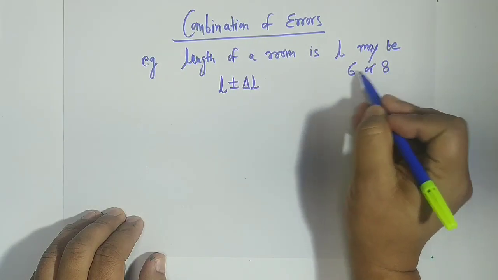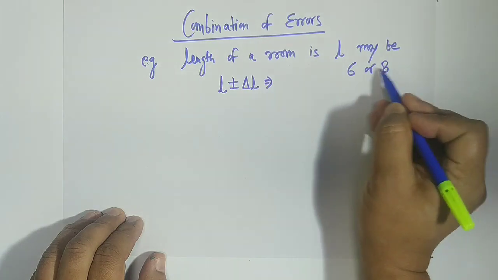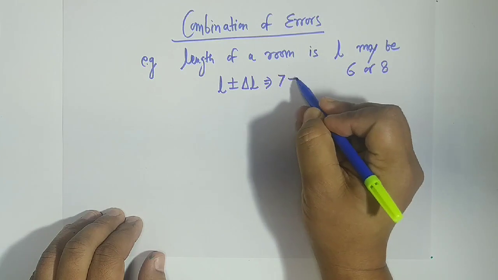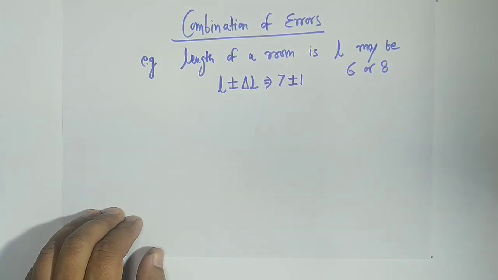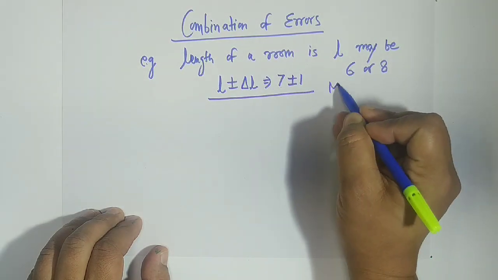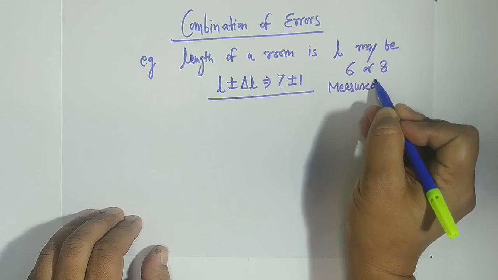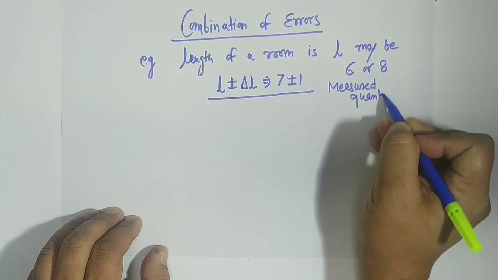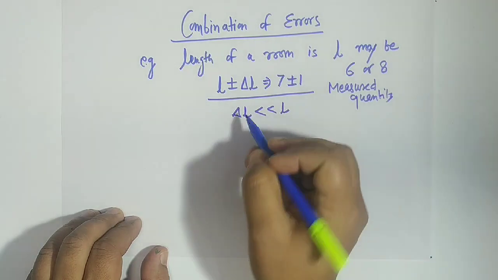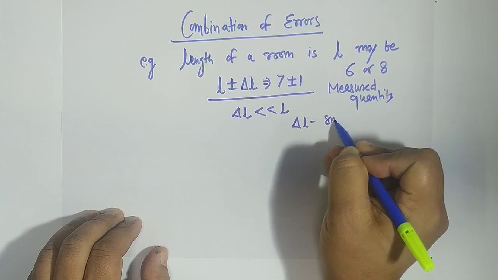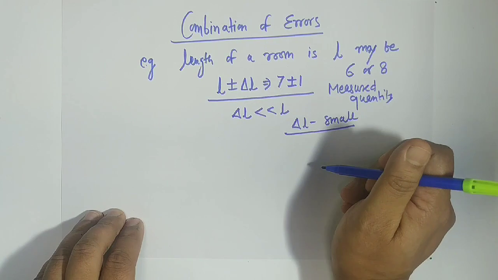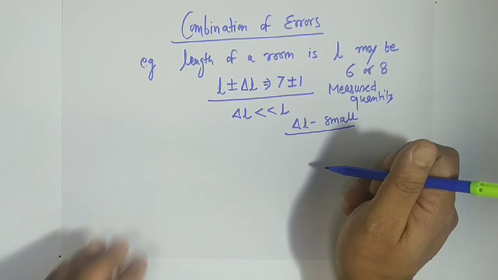What will be the mean value of this? It will be (6 plus 8) by 2, that is 14 by 2, 7, plus minus what? 1. So this is the way, either it may be 8 or it may be 6. This is the way we write the measured quantity. First of all, we should know how we write it. And remember one thing: delta L is less than L. Delta L is small. Remember, delta L is error. So errors are not big, errors are very small.